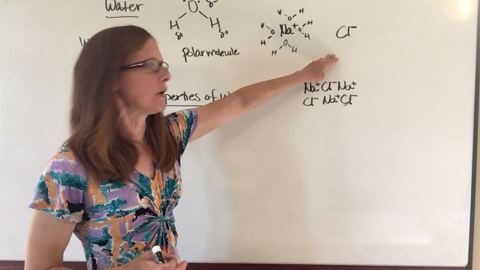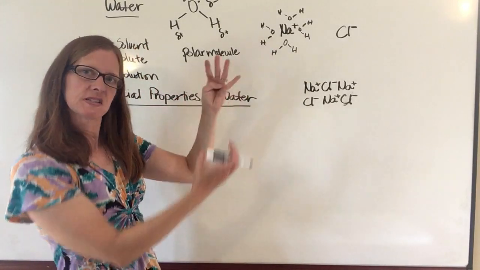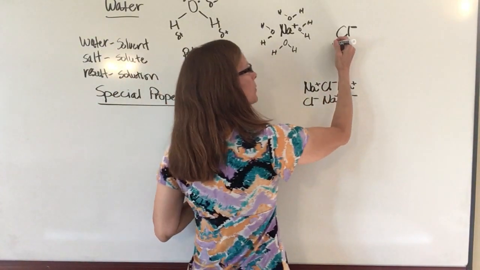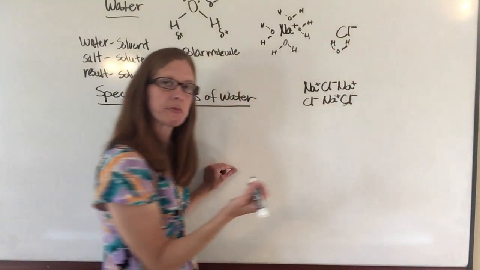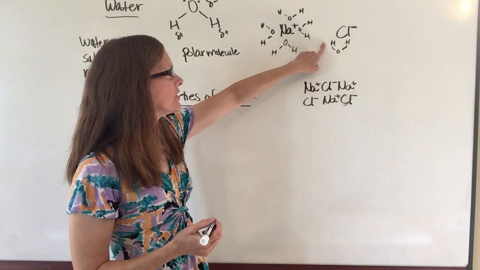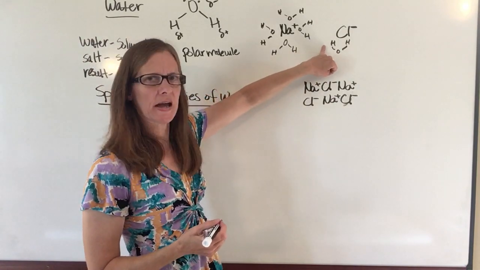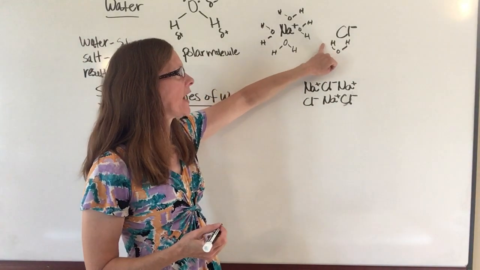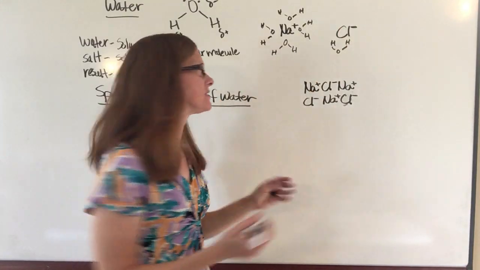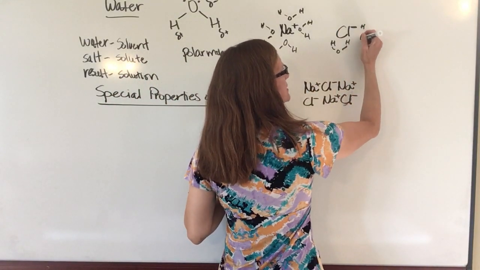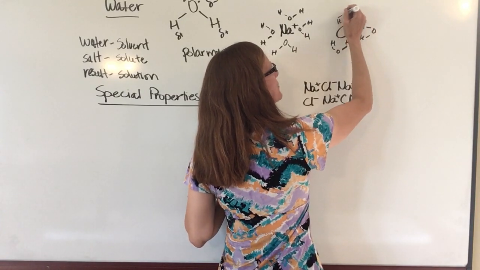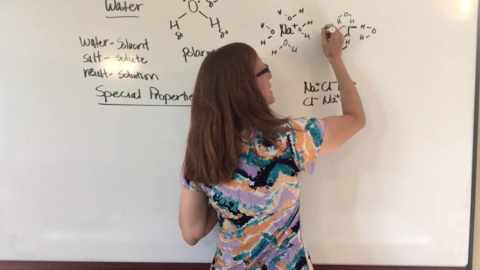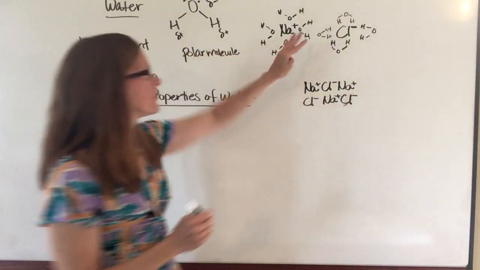Now with the chlorine, the water molecule is going to turn itself and orient itself the other way because the hydrogen is the part that's positive. And like we said, opposites attract. So the partial positive side of the water molecule with the hydrogen is going to be attracted to this negative chlorine. So with these guys, the water molecules are oriented the opposite direction as they were with the sodium.